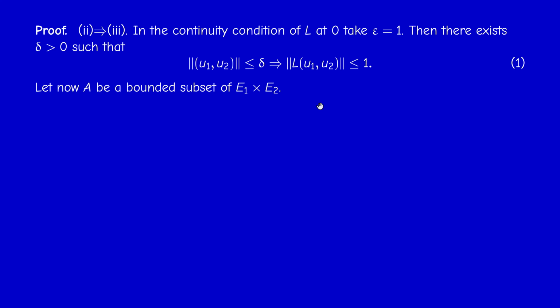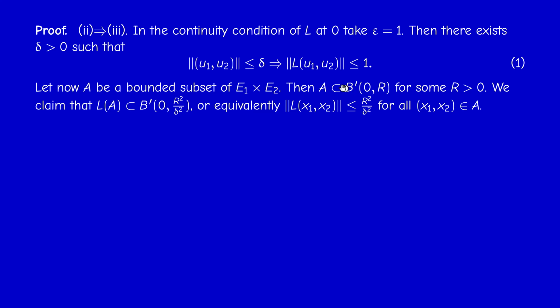Now we want to prove that L maps bounded sets into bounded sets. So take a bounded set A in the product, of course, and I want to prove that L of A is bounded, which means that L of A is contained in a ball. Now if A is bounded, then A is contained in some ball of center 0. You can take any center if you like, but we can always put a bounded set into a ball of center the origin. So this means that if (x1, x2) is in A, then the norm of (x1, x2) is less or equal than r.